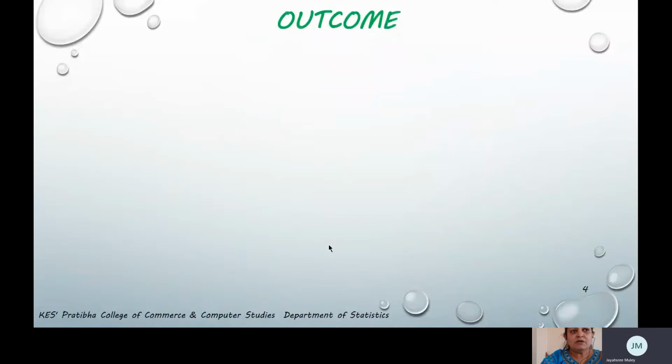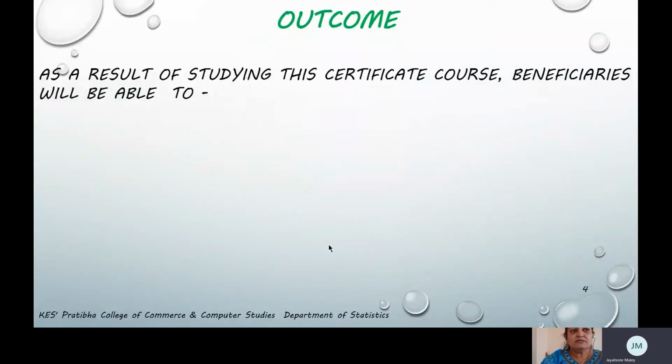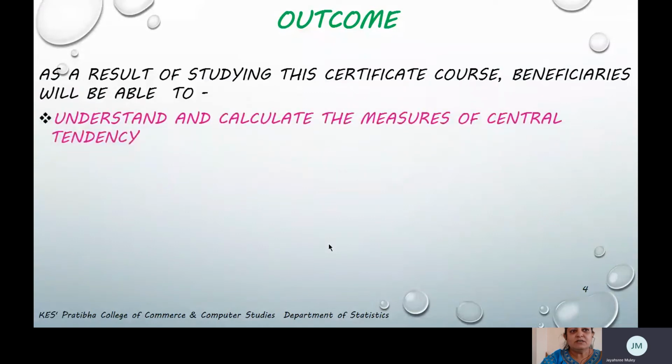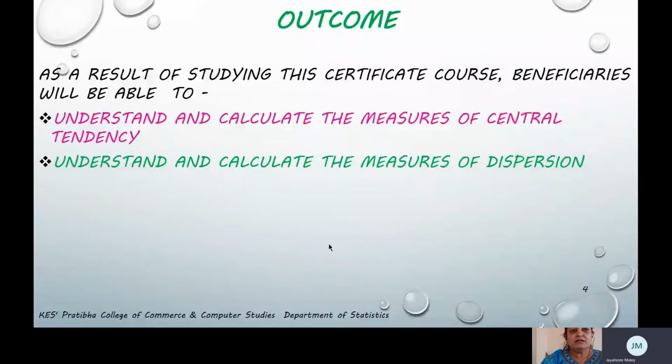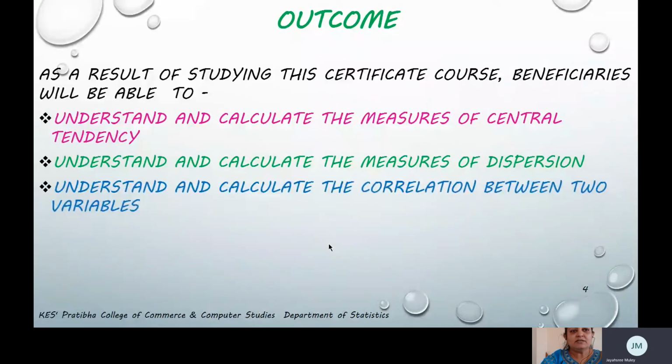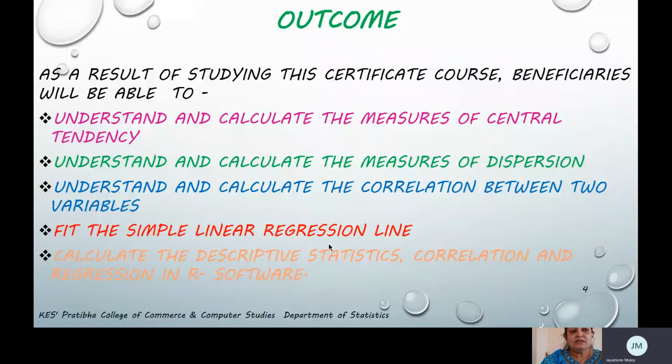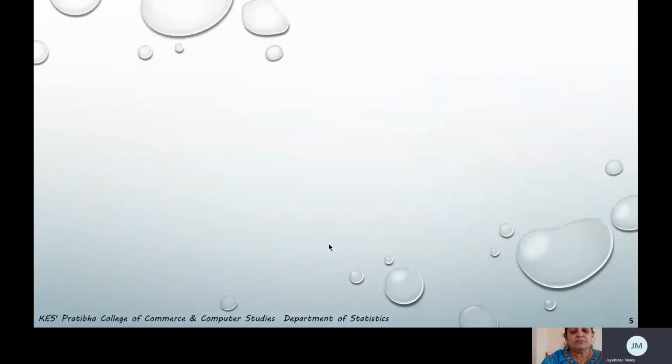The outcome from this course is, at the end of the course, beneficiaries will be able to understand and calculate the measures of central tendency, understand and calculate the measures of dispersion, understand and calculate the correlation between two variables, fit the simple linear regression line, and calculate the descriptive statistics, correlation and regression in R software.